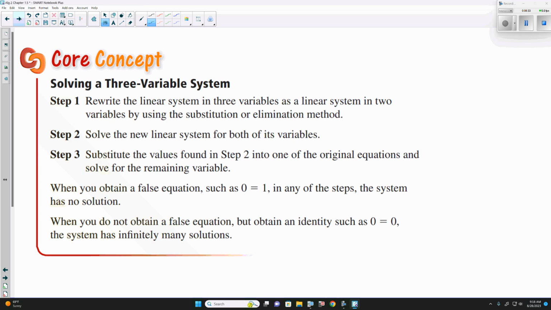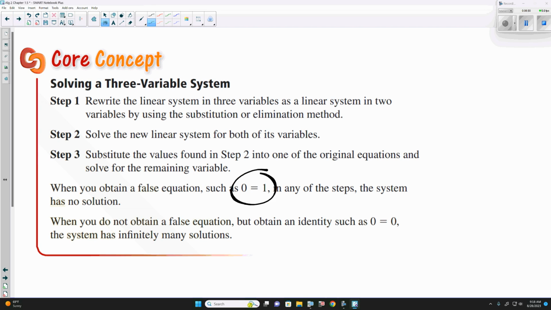Now, I did include this in the note sheets. You do have this. Rewrite the linear system in 3 variables as a linear system in 2 variables by substitution or elimination. Solve the new linear system for both its variables, substitute, and then go back. Okay. So we do have all this here.